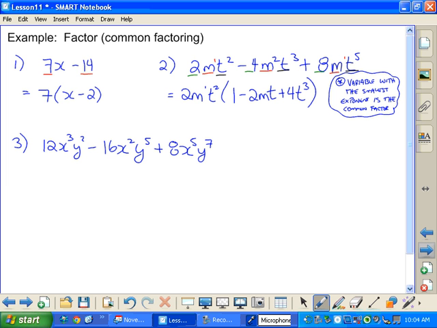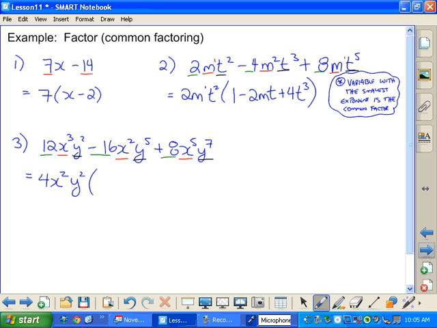So again, what you're doing is you're looking at the numbers first. So I see a 12, a negative 16, and an 8. What's the biggest number that divides all those evenly? Hopefully most of you are saying a 4. Next you look at your x's. I have a cube, a square, and to the 5th. So the square is the one with the smallest exponent. Finally, squared, 5th, 7th. So y squared is the smallest.